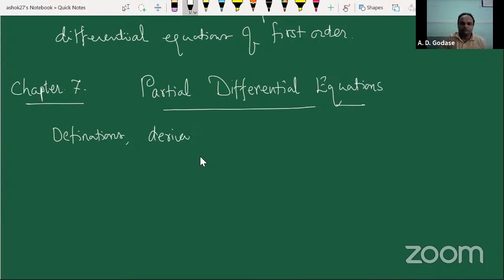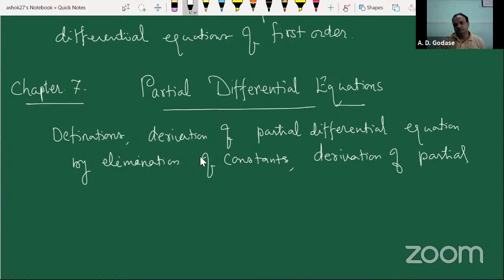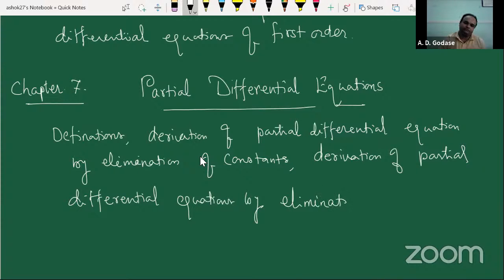Second, derivation of partial differential equation by elimination of constants, that is the first type, and then derivation of partial differential equation by eliminating arbitrary functions. So this is chapter number 7.